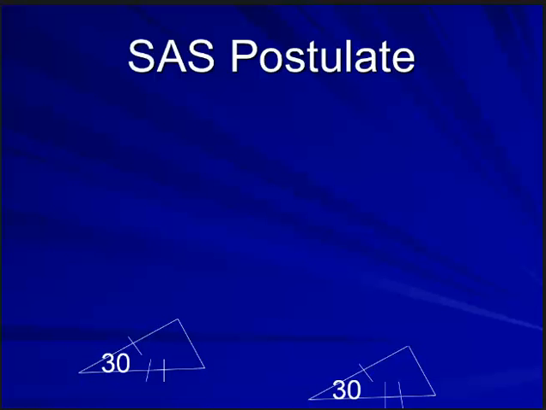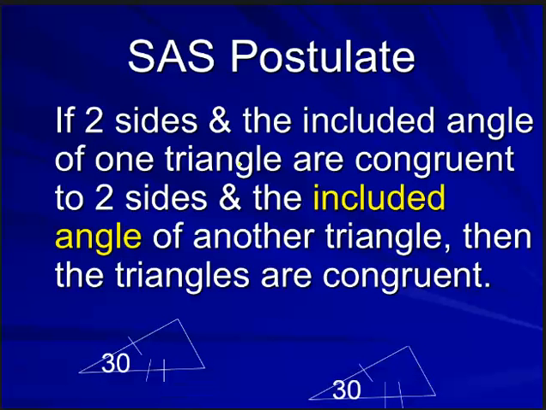Okay, our second postulate is side, angle, side. And the order does matter. The angle has to be between the two sides. So notice in our diagram down here we have two sides and the angle that is made by those two sides. That is called the included angle. You need to know what that term means. Included angle: it's the angle made by the two sides that we're talking about.